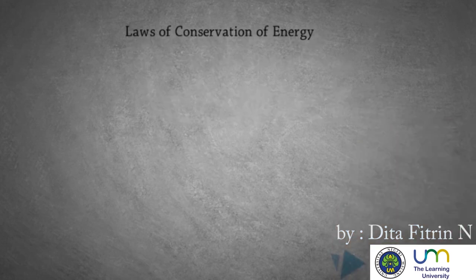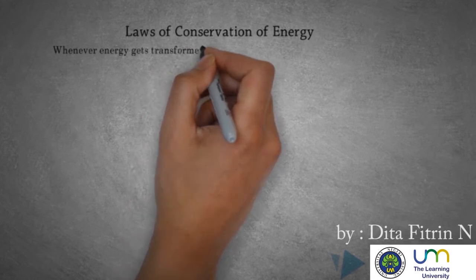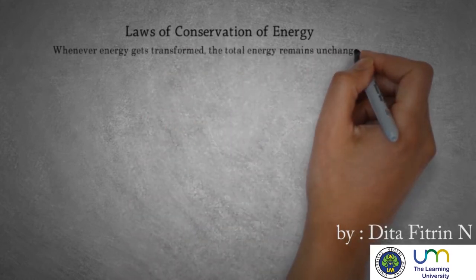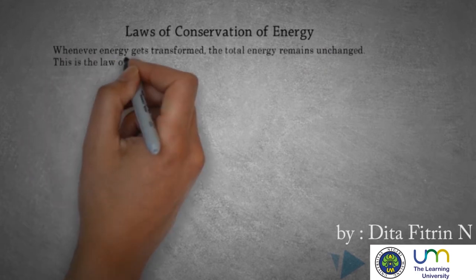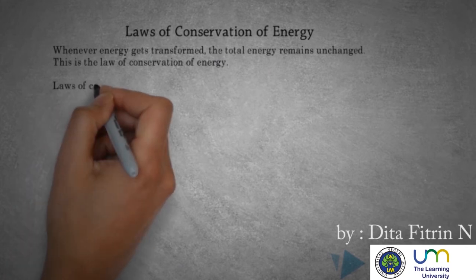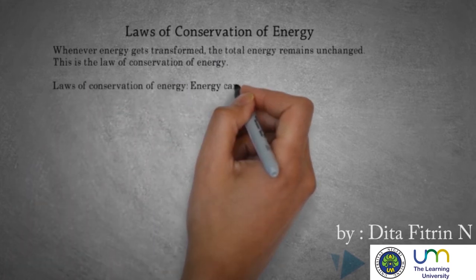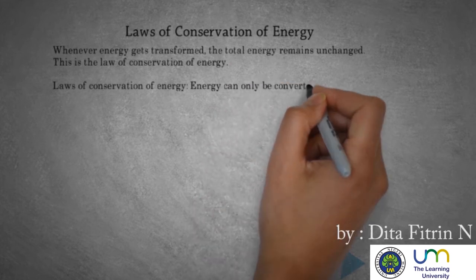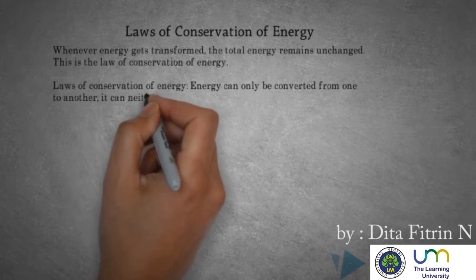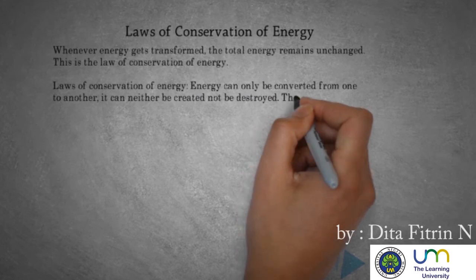Law of conservation of energy. Whenever energy gets transformed, the total energy remains unchanged. This is the law of conservation of energy. Energy can only be converted from one form to another. It can neither be created nor be destroyed. The total energy before and after the transformation remains the same.